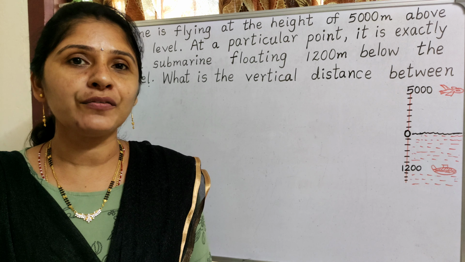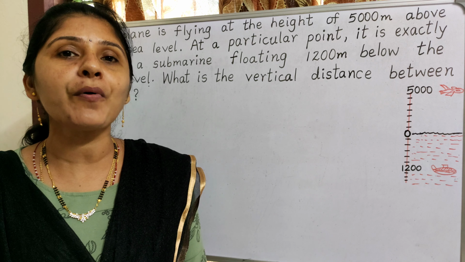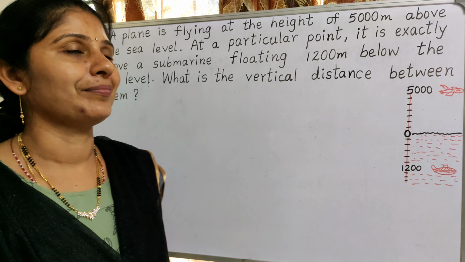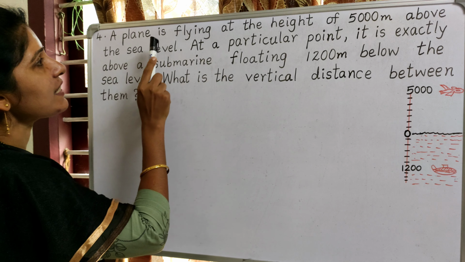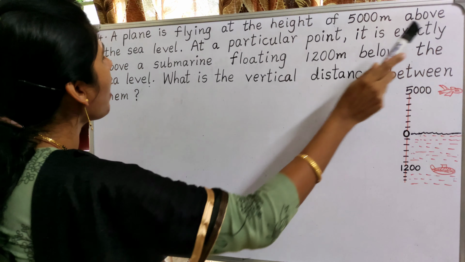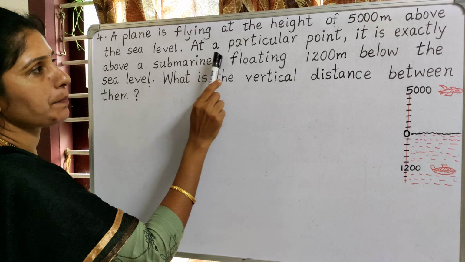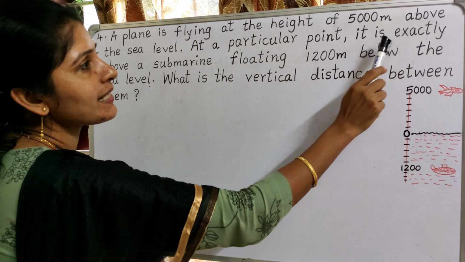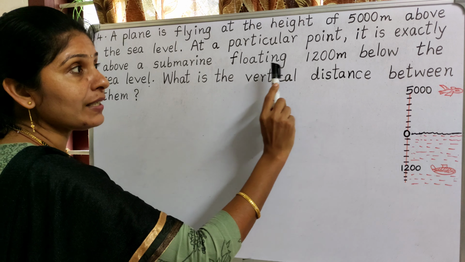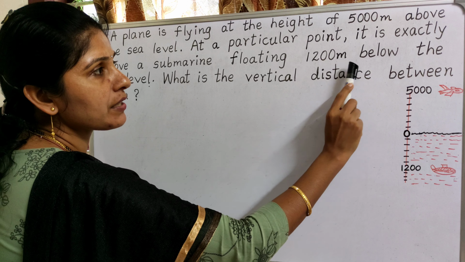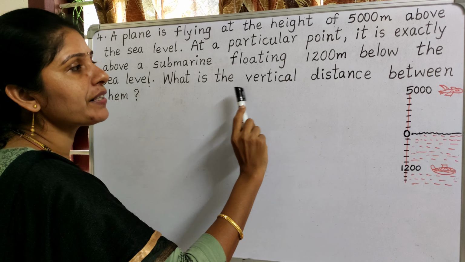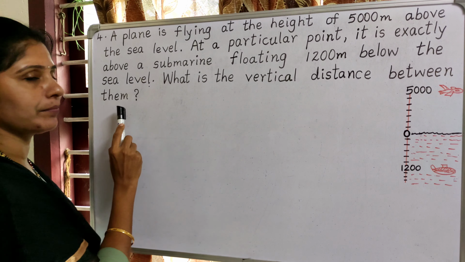Today let us solve the fourth question of the exercise 1.1, page number 4. Look at the question. A plane is flying at the height of 5000 meter above the sea level. At a particular point, it is exactly above a submarine floating 1200 meter below the sea level. What is the vertical distance between them?